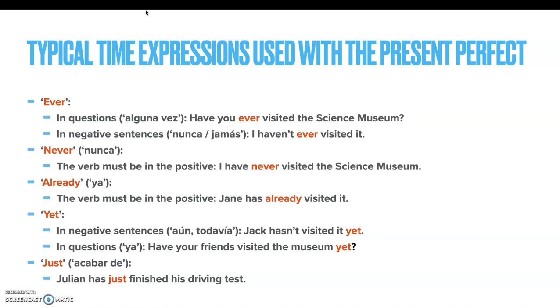Notice the position of ever, never, already, and just in between the two parts of the verb. Yes, between have or has and the past participle. And notice the position of yet at the end of a negative or a question.